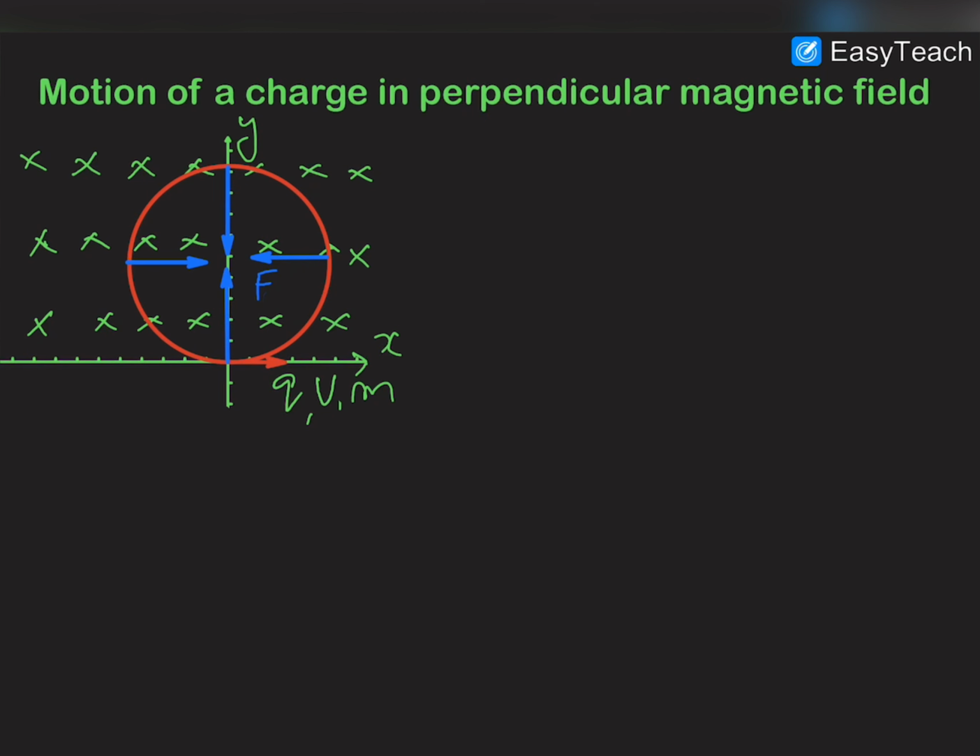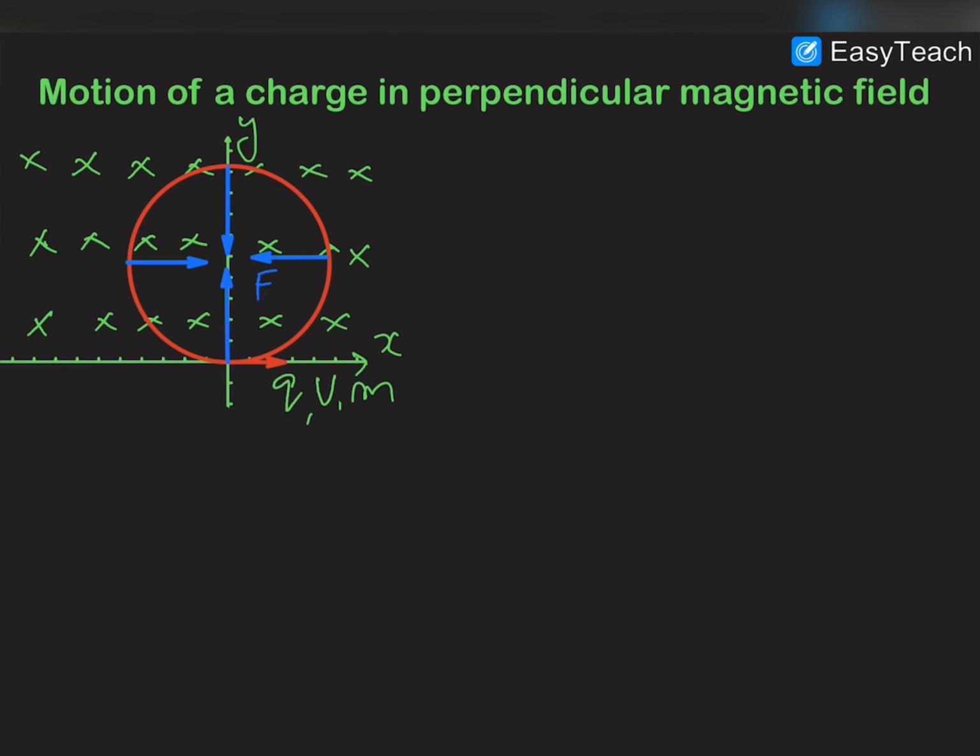In this video, today we are going to discuss the motion of a charge in a perpendicular magnetic field. In this situation you can see that there is a magnetic field pointing inside the plane of this screen, and there is a charge Q which is being projected with velocity v in the positive x-axis direction, and its mass is m.